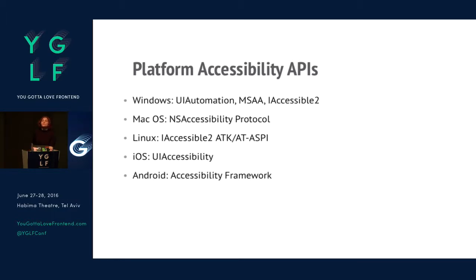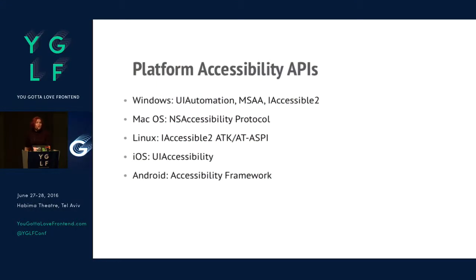The story begins with platform accessibility APIs. Every platform has one. Windows has 3, in fact, at the moment. There is NS Accessibility Protocol on OS X, IA2 on Linux and Windows, UI Automation, and MSAA on Windows as well. And these APIs are not like the APIs that you're used to. This is not a JavaScript API. You can't use it as a developer. But the assistive technologies can use it to get at information in the operating system and in the browser.